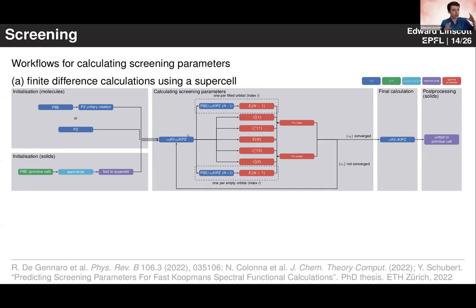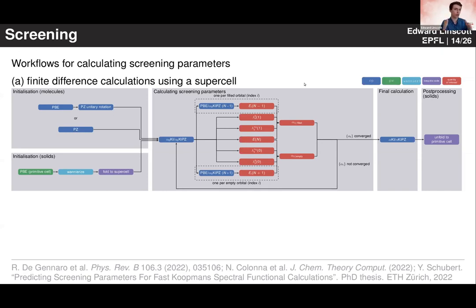What one has to do is a supercell calculation, because remember, we're going to need to calculate the energy of the system when we remove an electron from a variational orbital. And when you remove this electron, you don't want it to interact with its periodic neighbor. So it's important that you have a sufficiently large supercell such that these energy differences are well converged and we don't have spurious interaction between adjacent images. Then you can calculate your appropriate values for alpha, and finally, once you've calculated your values of alpha, you can do your final Koopmans calculation. So this is the full workflow in a supercell.